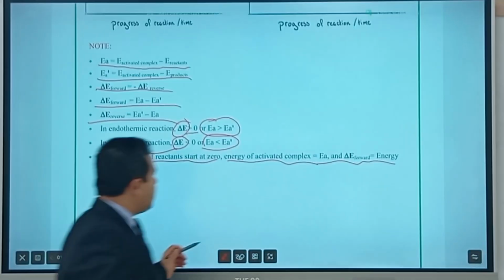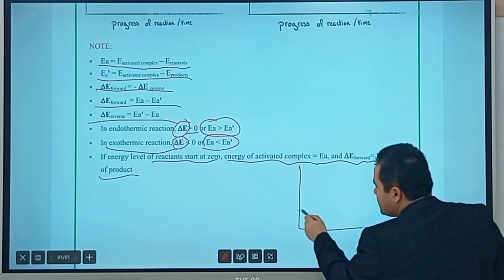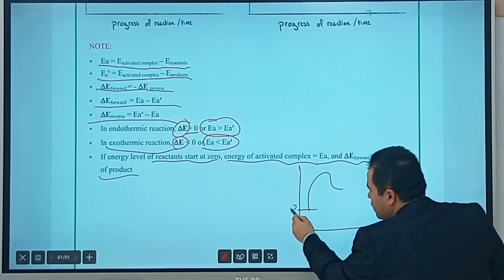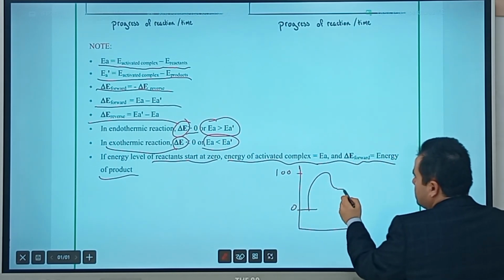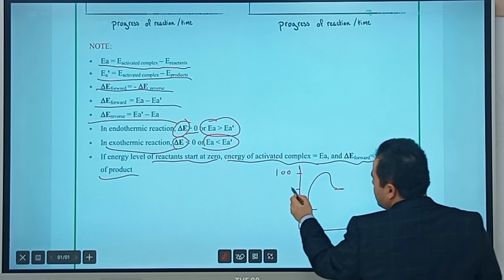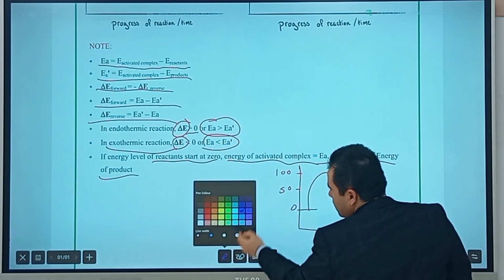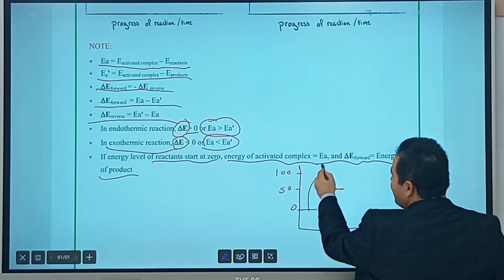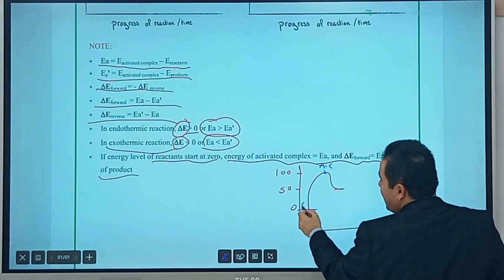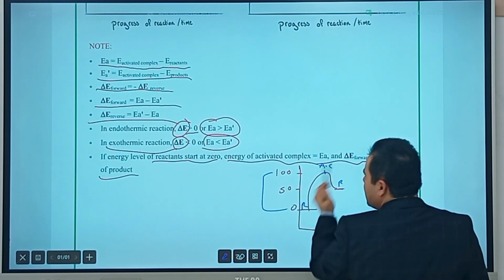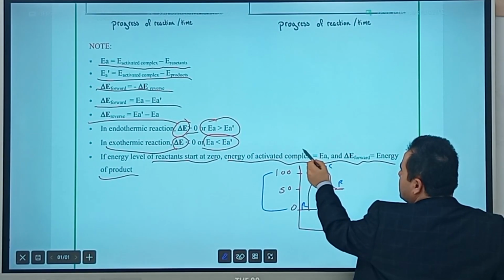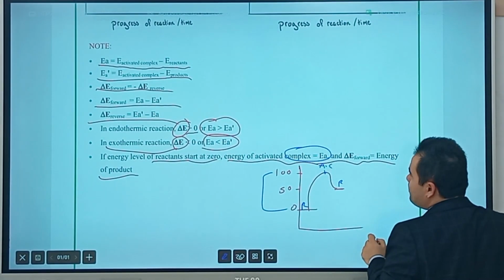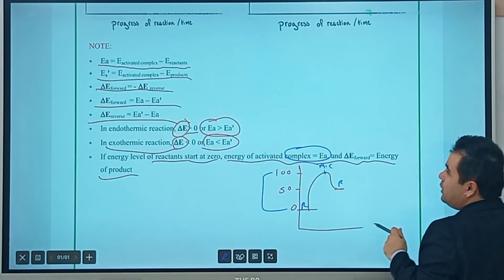So guys, if we start at 0, suppose the reactant is 0 and the AC is 100, and suppose the product is 50. If the reactant is 0, this difference will be the same as the AC: 100 minus 0, you get the same. So EA is equal to the activated complex energy. Delta E forward is equal to the energy of the product.